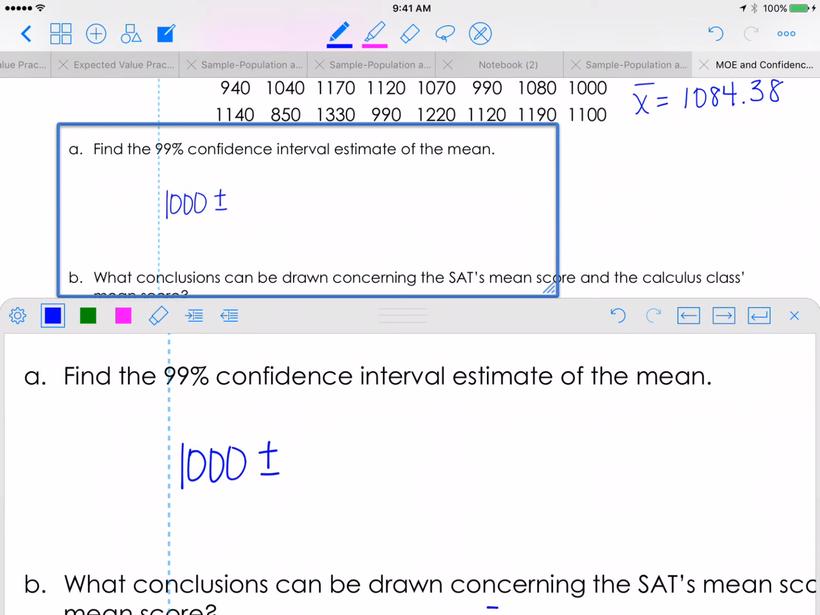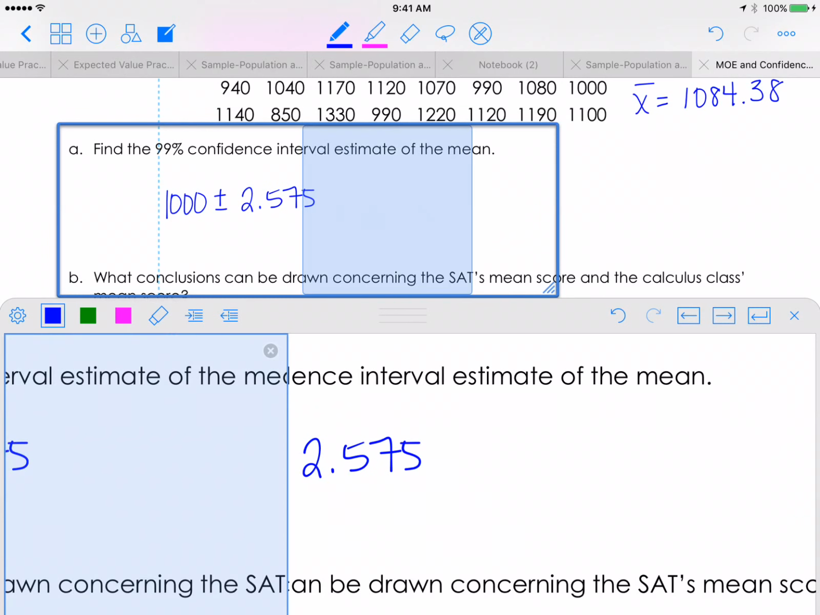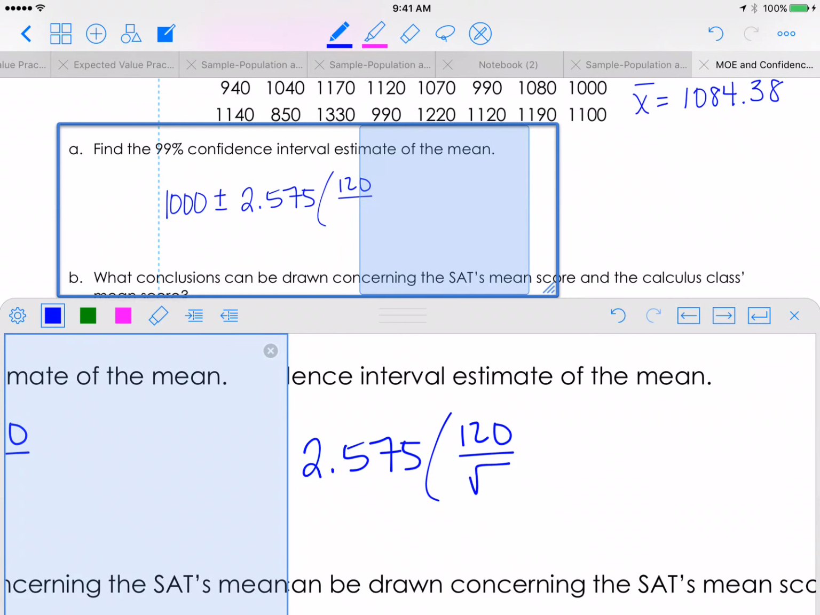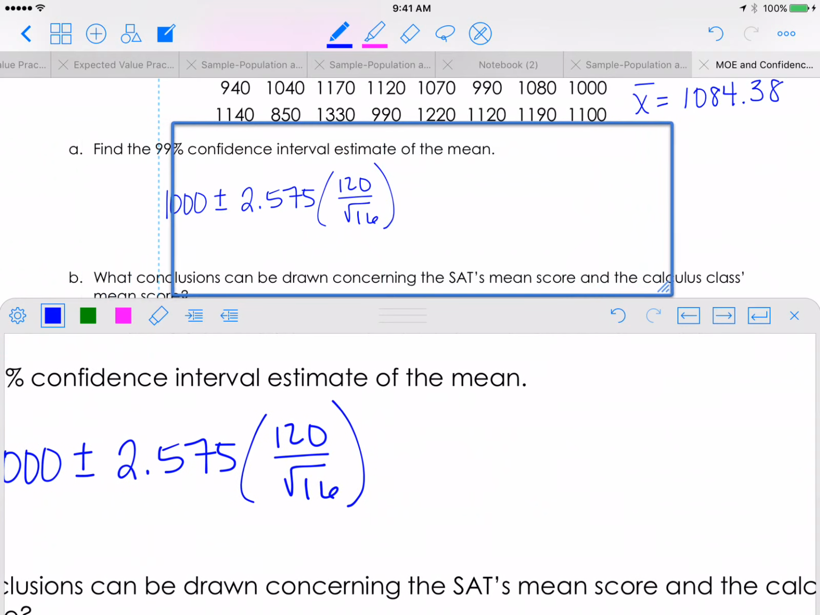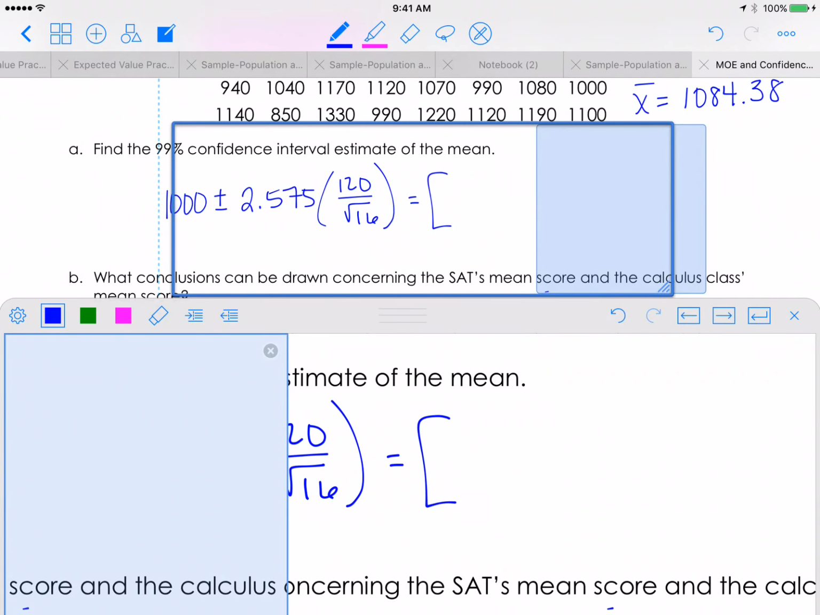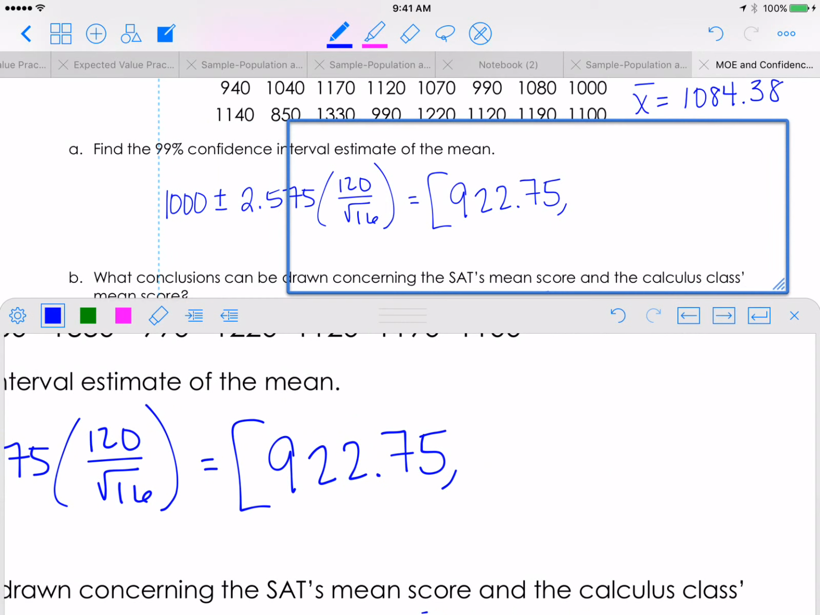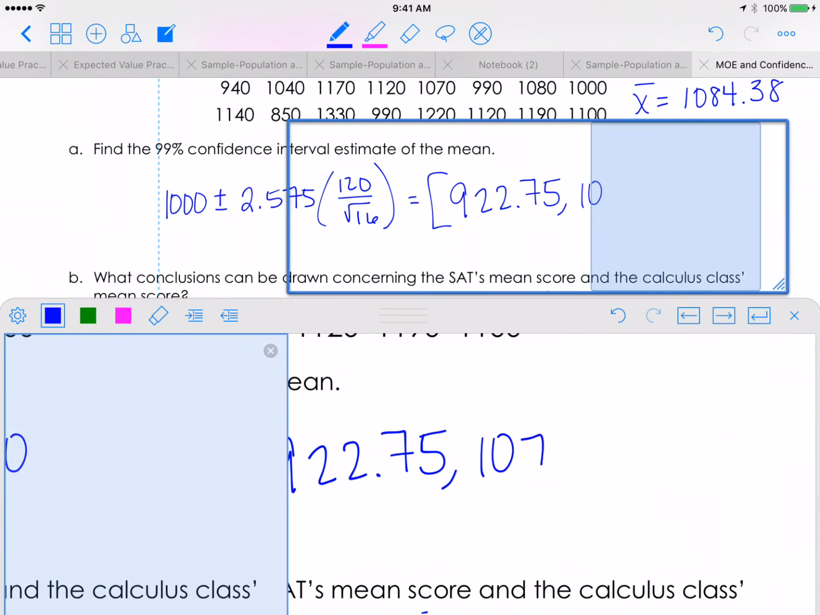1,000 plus or minus the z-score of 99%, which is 2.575, times 120 divided by the square root of 16. So that's divided by 4. So when I did this, I got an interval of 922.5 and 1077.2.